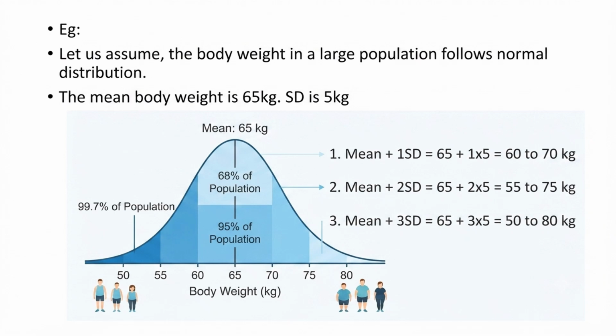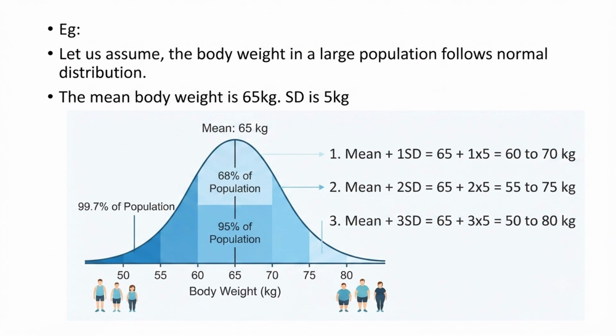So mean plus or minus two standard deviation. So that is 65 kgs plus 2 into 5, which is 10. So 65 plus 10 and minus 10. So that is 55 to 75 kgs. So what does it mean? About 95% of the population's body weight is within the range of 55 to 75 kgs.